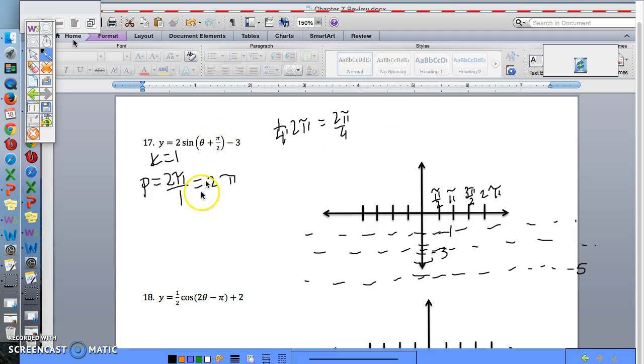And let's see, plus pi over 2 to the left pi over 2. So sine normally starts here in the center, but it moves to the left pi over 2, which is 1 tick mark. So it's really going to start here. So it's sine, and then it's going to go up, middle, down, middle, up. And then on this side, we got down, middle, up.